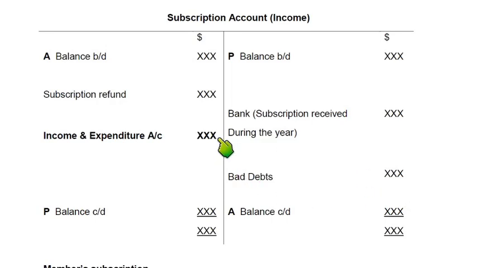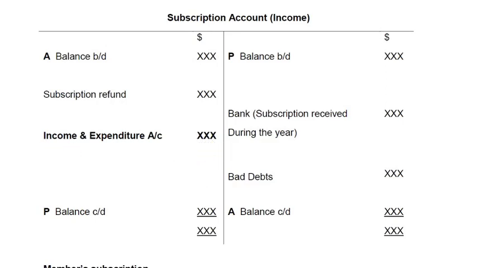Then at the end of the year, the balance that remains in the subscription account will be transferred to the income statement. In this case, we'll be using the income and expenditure account. Subscription account is basically a credit, an income account. So it will be debited. We need to close or reverse this account and transfer it to the income and expenditure account. So subscription account debit, and income and expenditure account, that is the income statement, credited. This is the figure that we'll be using in the income and expenditure account.